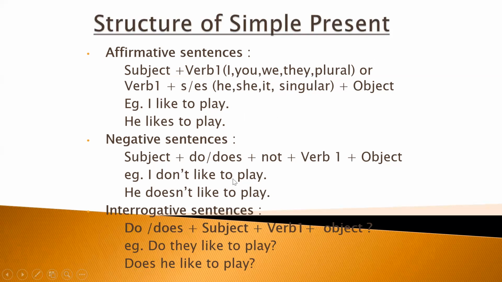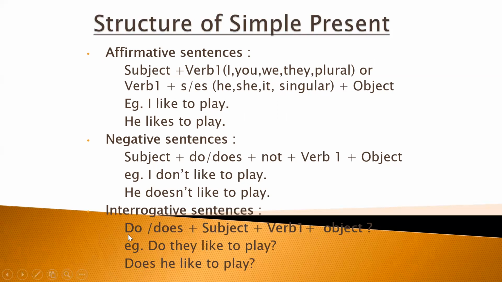Now, see the next case, that is interrogative sentences, where we have questions. How to frame questions in simple present? In that case, this do or does will come in the beginning of the sentence, after that subject, then first form of the verb, then object and then question mark. Don't forget to add question mark at the end.